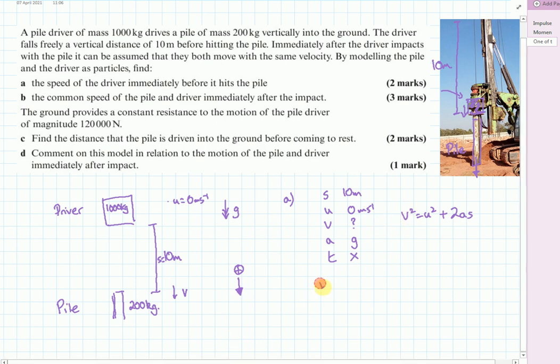So v is what I want to work out. u was 0, add on 2 times g times the displacement. So it starts at 0, winds up at 10, so multiply by 10. So v squared equals, and if you do this calculation, 196, so v is 14 meters per second. Okay, and these are the numbers I happen to know off the top of my head. You can do them on the calculator.